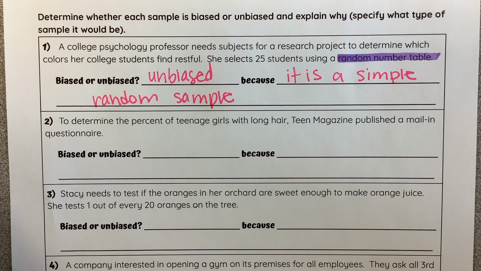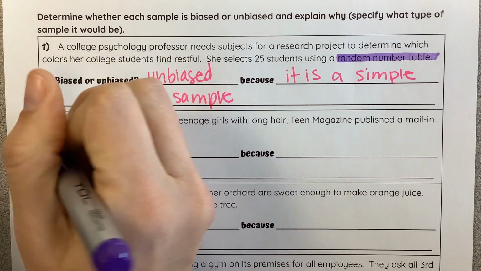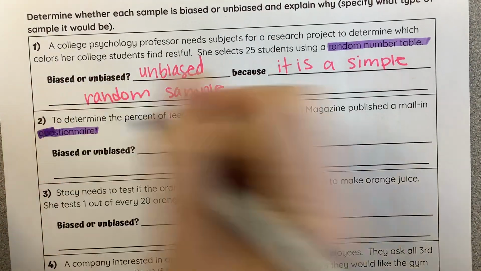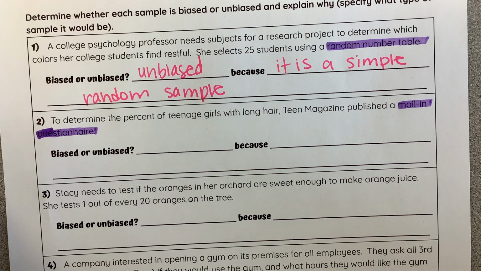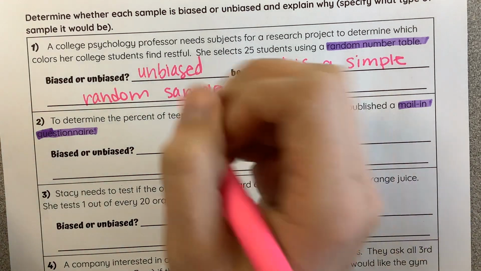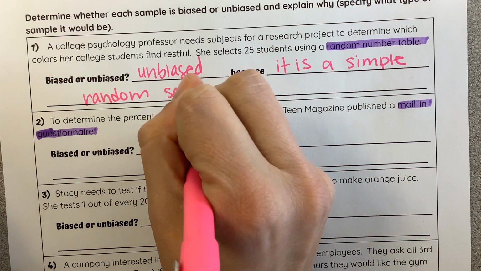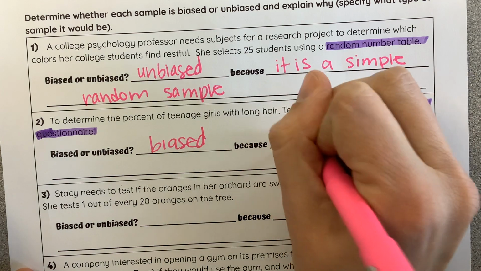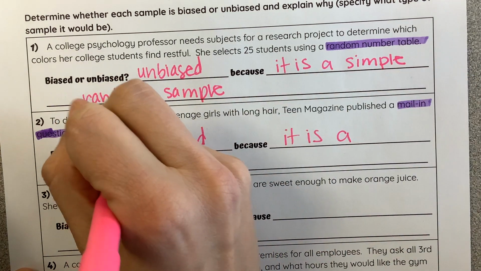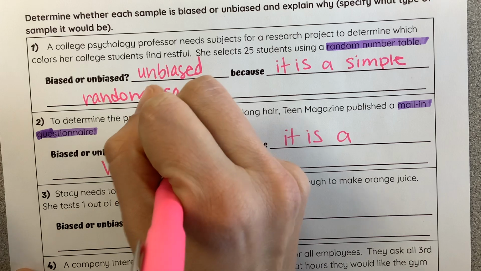Number 2. To determine the percent of teenage girls with long hair, Teen Magazine published a mail-in questionnaire. I see something that is a questionnaire. It's mail-in. You don't have to fill out the questionnaire. You are volunteering to submit it back. So this is biased because it is a voluntary sample.